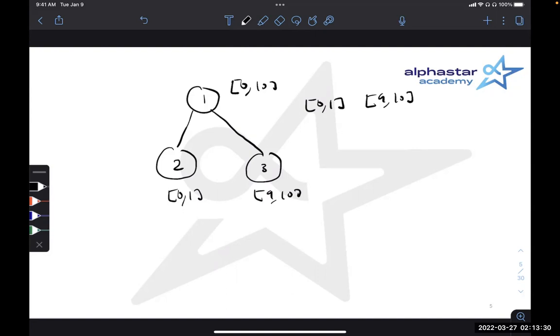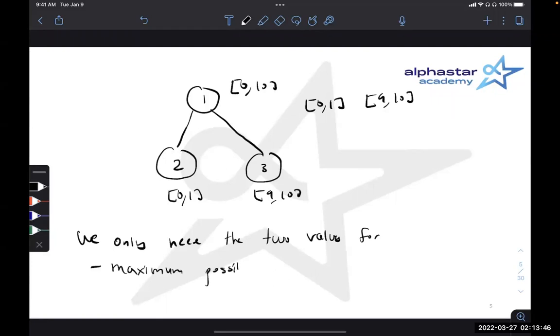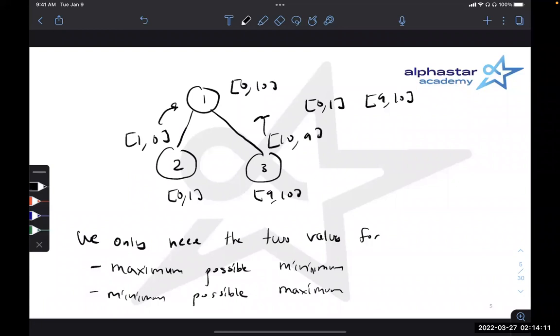I guess another idea, we only need the maximum possible minimum and the minimum possible maximum. So in this case, we could return like the maximum possible minimum is 1, the minimum possible maximum is 0. So pass that up. And here we would pass up 10, 9. And we merge this together, we would take the minimum, the maximum possible minimum would be the minimum of the subchildren's maximum possible minimums. So this would give us a maximum possible minimum of 10 and a minimum possible maximum of 9.